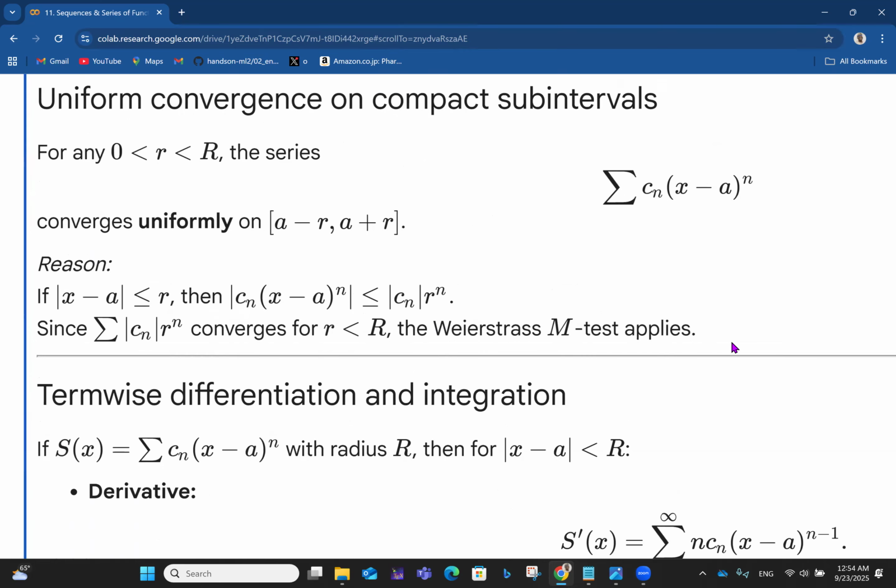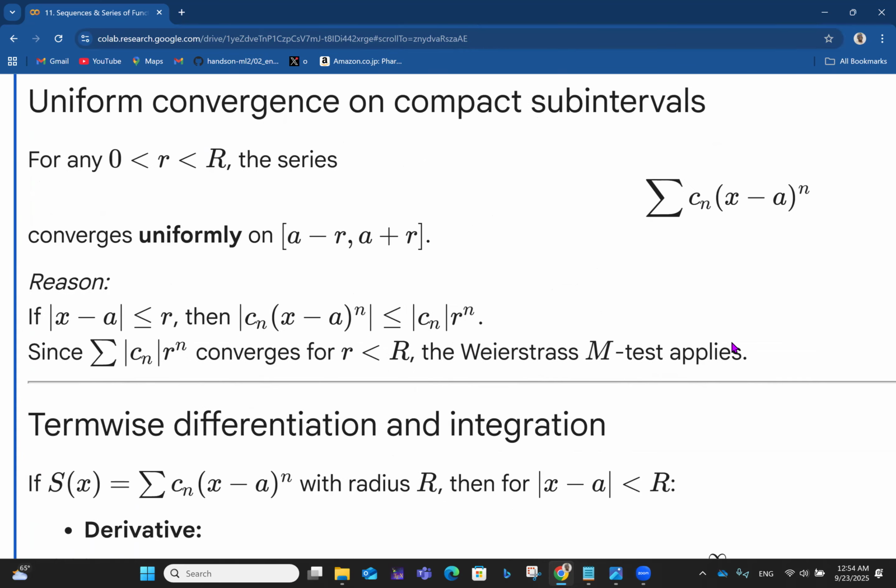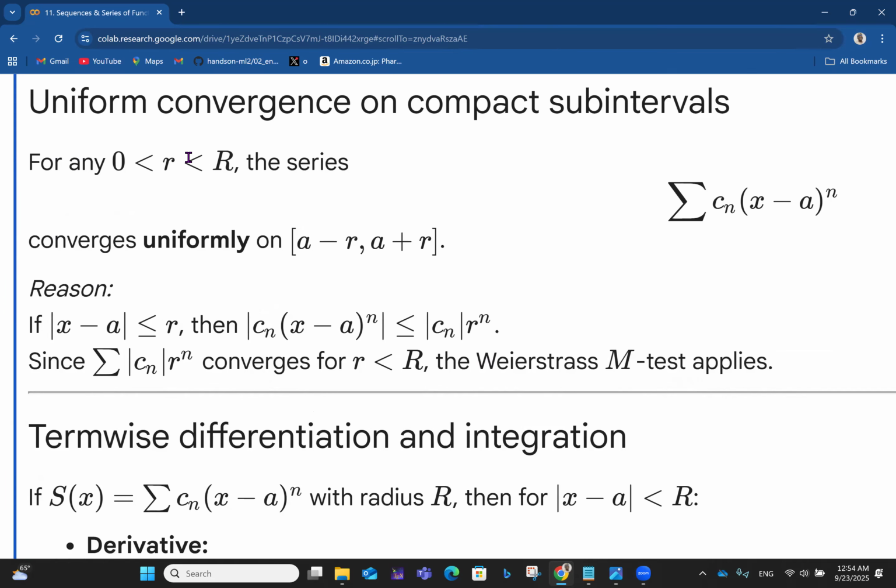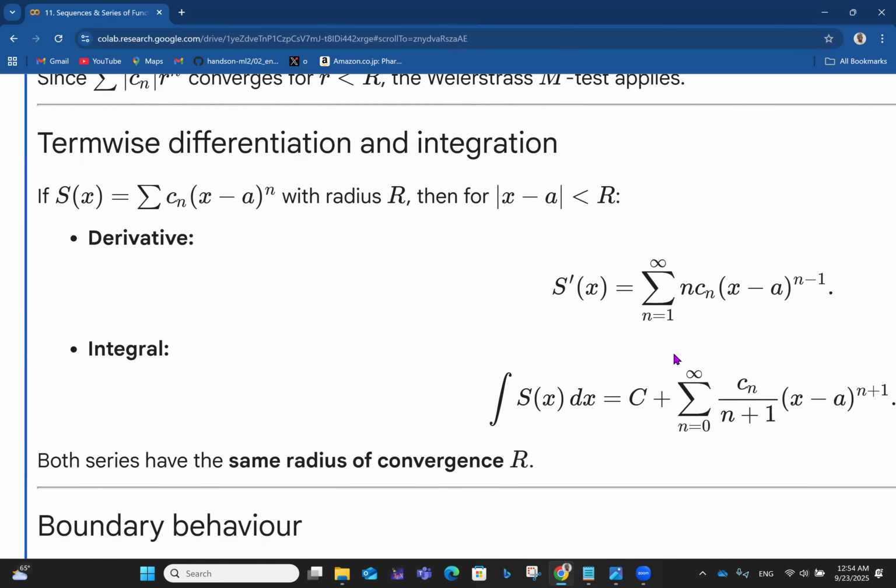And then we have uniform convergence on compact subintervals. So for any 0 < r < R, the series summation C_n (x - a)^n converges uniformly on the closed interval [a - r, a + r]. And the reason is that if the absolute value of x - a is less than or equal to r, then the absolute value of C_n (x - a)^n is less than or equal to the absolute value of C_n r^n. So since the summation of the absolute value of C_n r^n converges for r less than R, then the Weierstrass M-test applies in that situation.